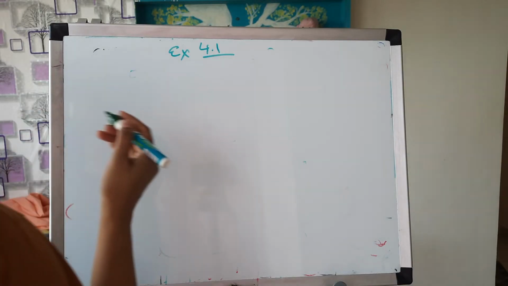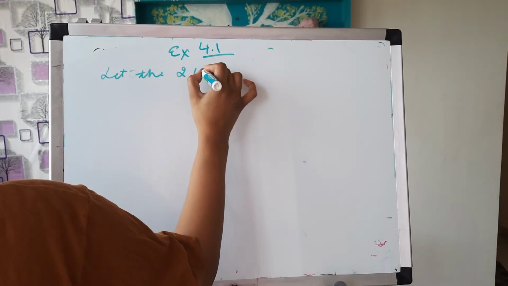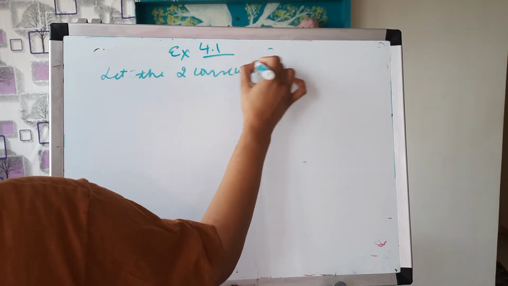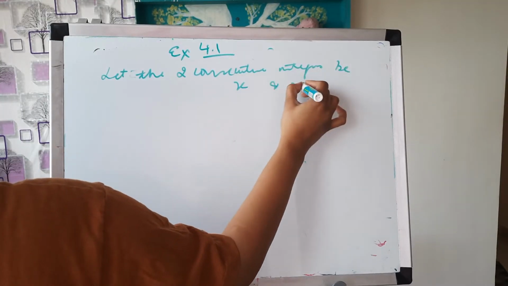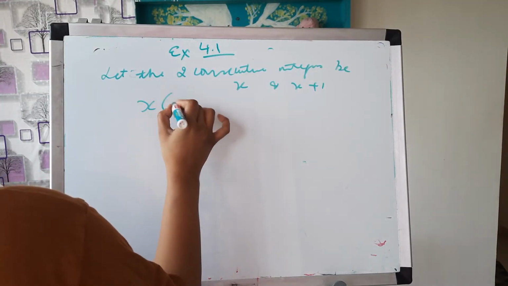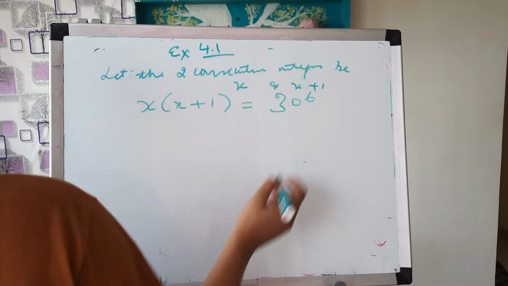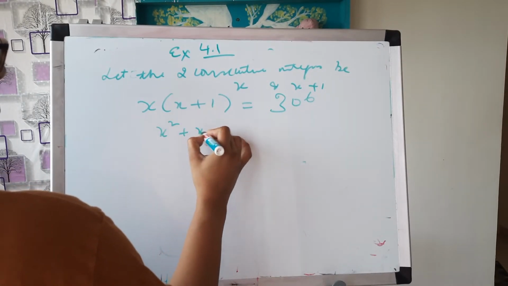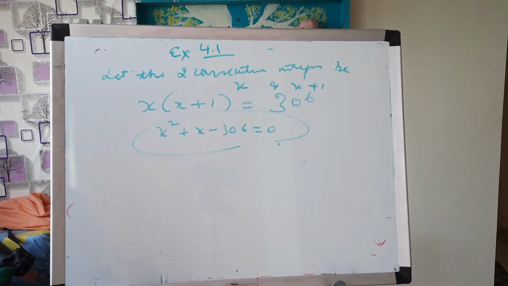Moving on to the next question. The product of two consecutive integers is 306. So let the two consecutive integers be x and x plus 1. So the product is 306. This is how it is represented. Moving on.